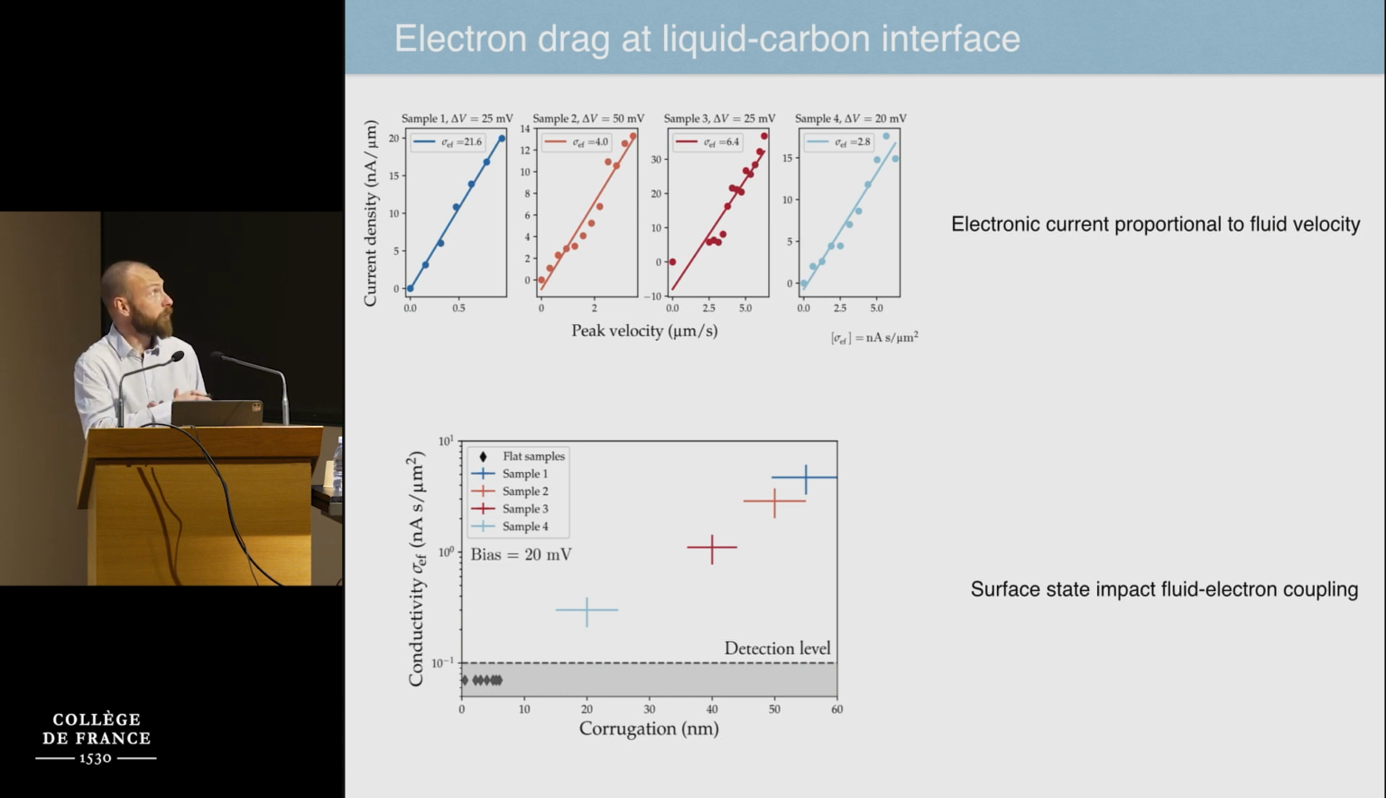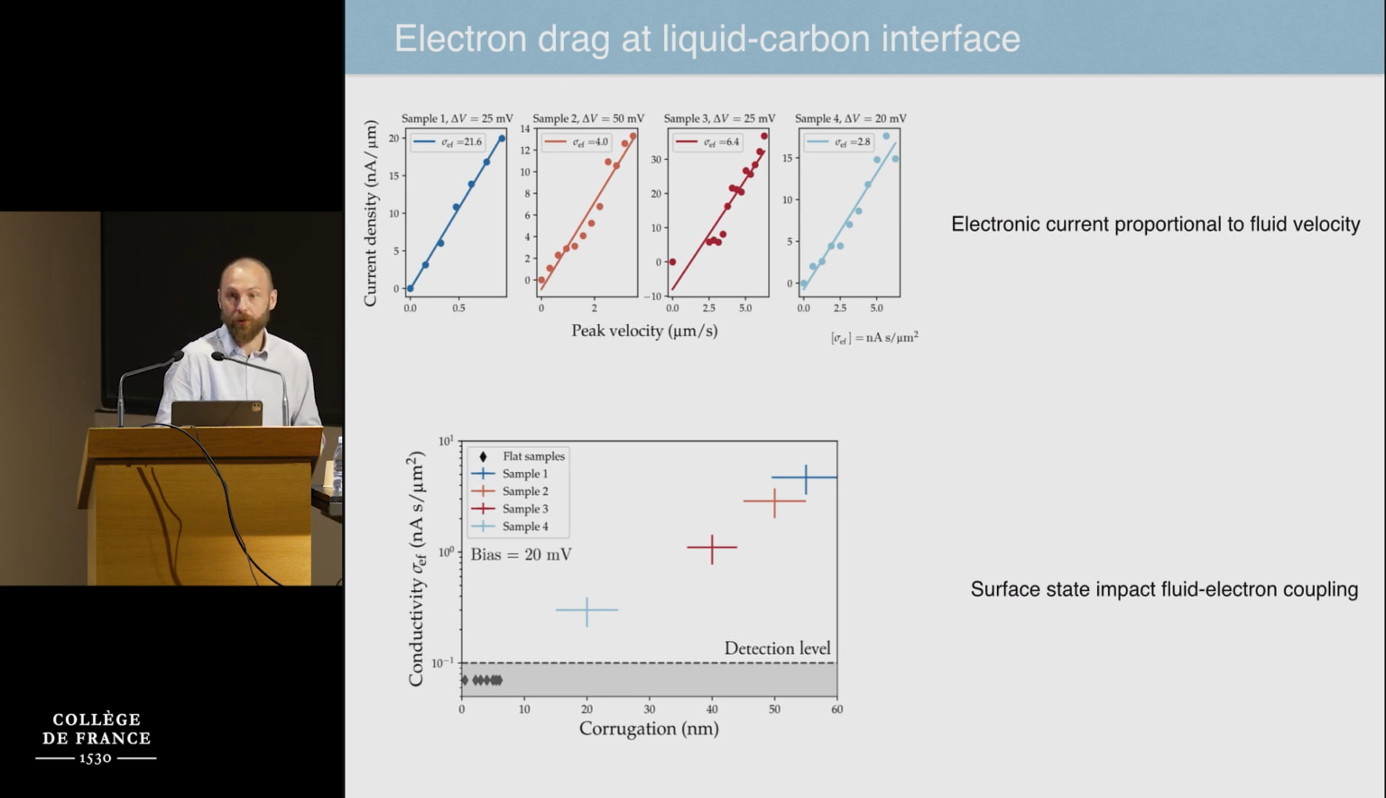And then we also clearly observed this strong dependency on the corrugation. We compared different samples characterized by a different density of wrinkles on the surface, and we observed a strong correlation between the current that was generated and the surface roughness. So that was the whole experiment that we started observing.